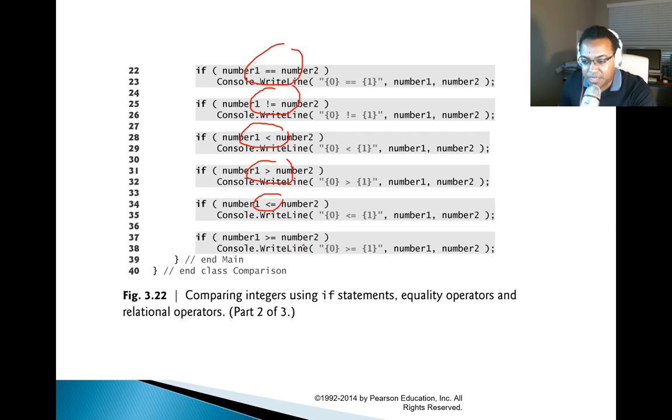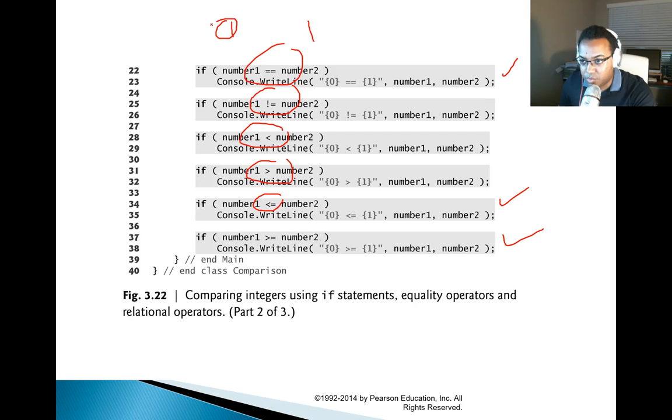Now, I'm going to be honest here. There are situations where two or more of these if statements can fire. So let's say I have 1 and 1. How many of these if statements will fire? That one, and that one. Why? Because 1 is equal to 1. 1 is less than or equal to 1. 1 is also greater than or equal to 1.